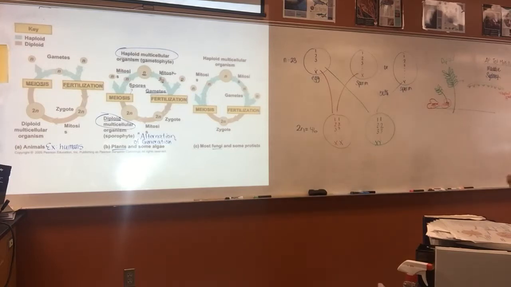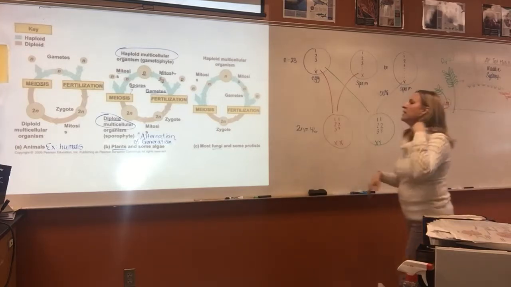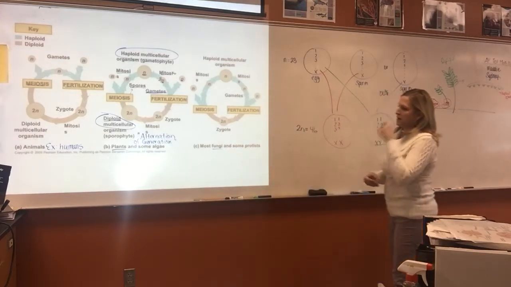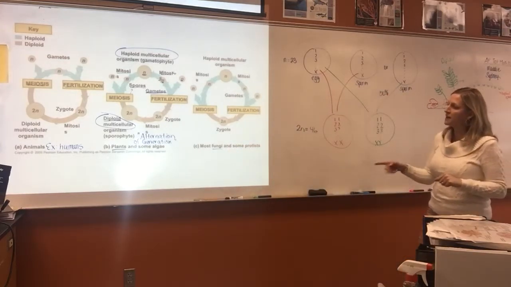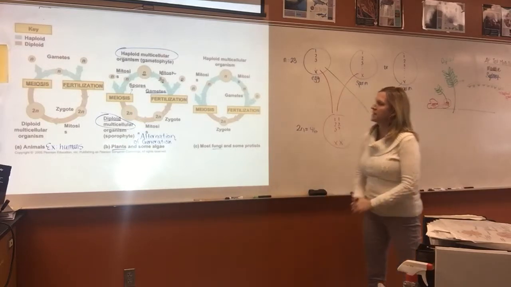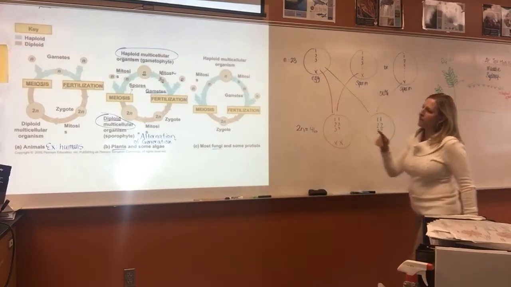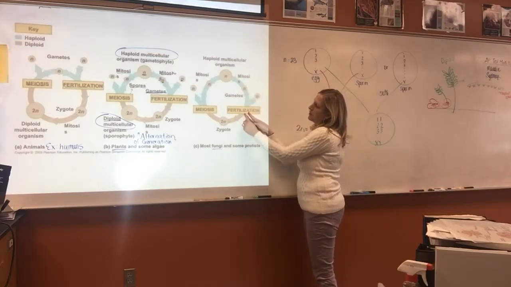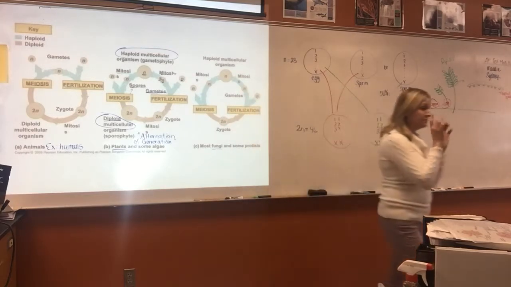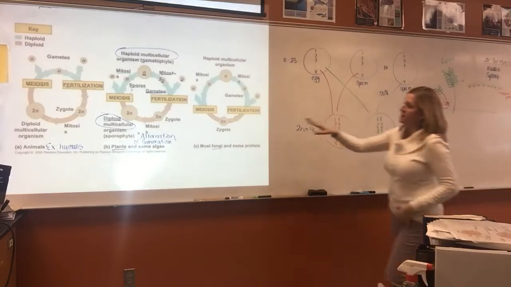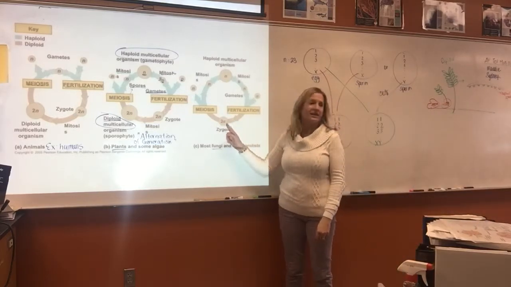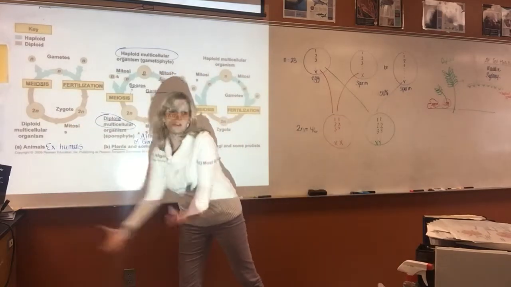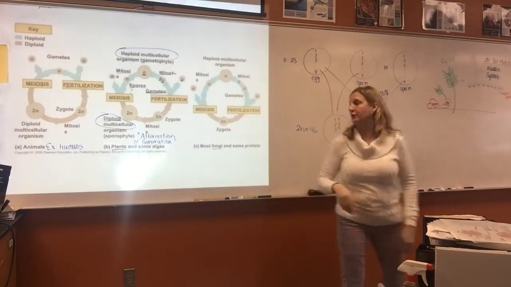And then lastly, we have the fungus, like a mushroom. Let's start here with the gametes. So here are your haploid gametes. They fuse, that's fertilization, and you get your zygote. Notice here what happens. The zygote never divides by mitosis like ours does. Our zygote divides by mitosis and we become a multicellular diploid organism.